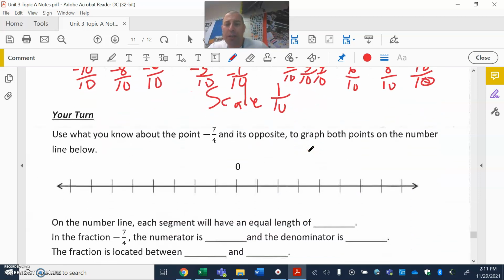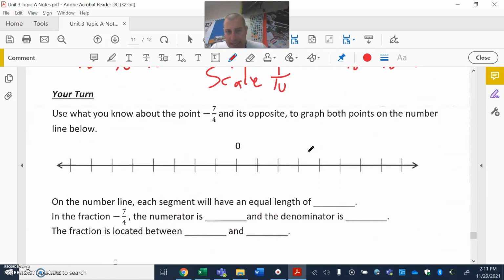All right, so use what you know about the point negative 7/4, and its opposite to graph both the points on the number line. Okay, again, notice the denominator, it's a 4. So that means my scale is going to be 1/4. So 1/4, 2/4, 3/4. This is 4/4, which is also known as 1 whole.